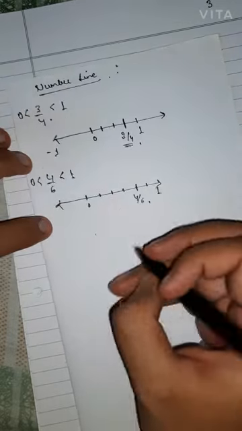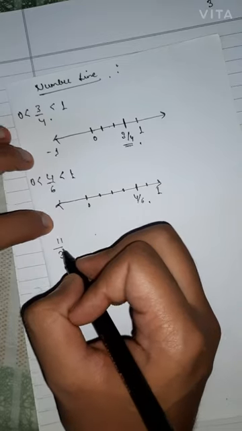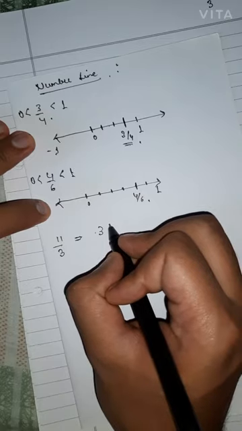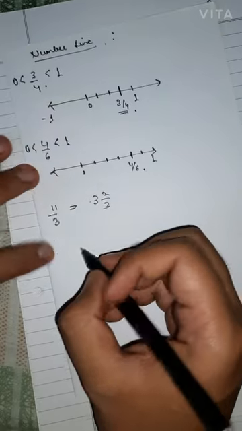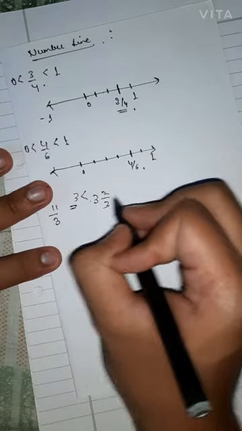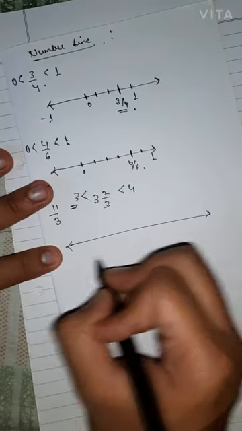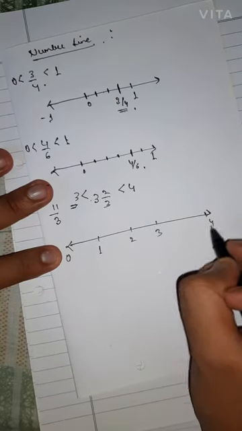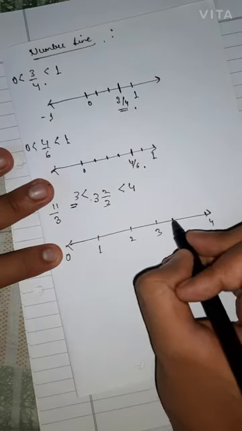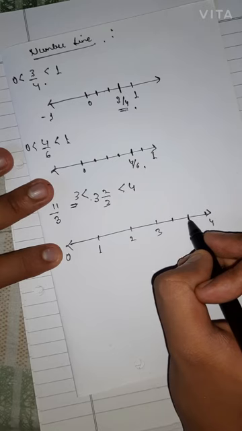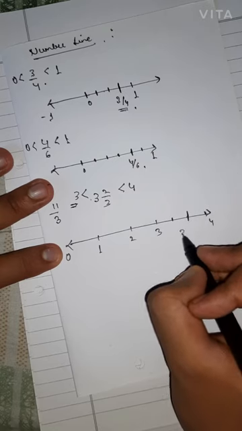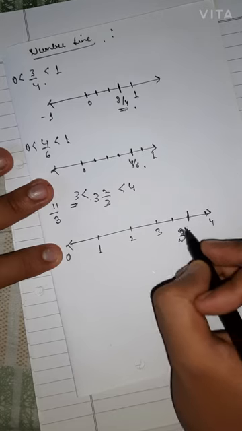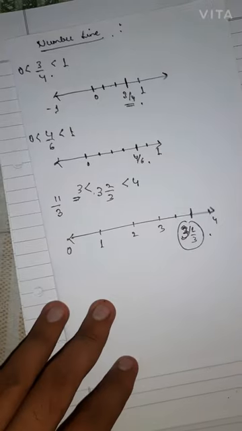If the numerator is greater than the denominator, you can just change it into a mixed fraction. For example, 3 2 by 3. Now you can see 3 2 by 3 is greater than 3 but less than 4. So draw a number line: 0, 1, 2, 3 and 4. Divide the part into 3 parts: 1, 2 and this is the third part. So this is 3 2 by 3, representing 3 2 by 3. So it's an easy topic, number line.